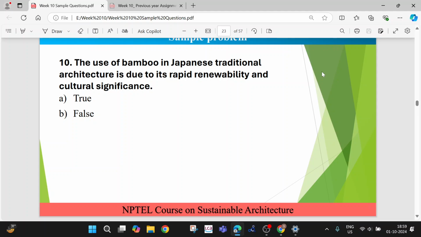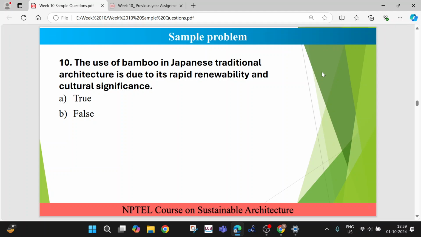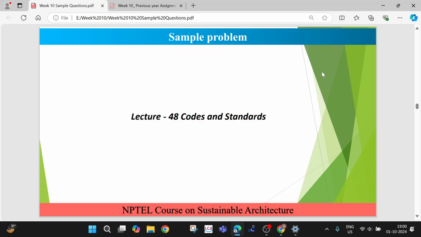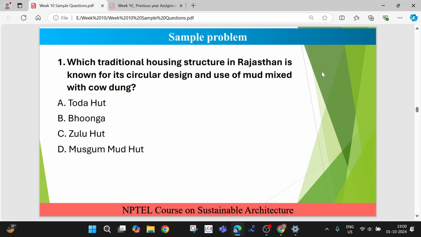Bamboo is extensively used in Japanese houses or traditional architecture, due to its rapid renewability, fitting with the country's limited natural resources and cultural practices. Fine. So can we move to the next question? Yes, sir. Okay, so this next question will be based on the codes and standards that you have discussed. Which traditional houses in Rajasthan are known for their circular design and use of mud mixed with cow dung, that we have discussed? This answer you can give fast.